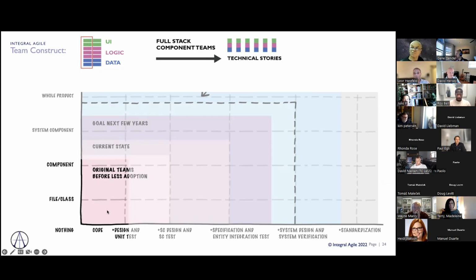So you'll notice that we've gone up and we've gone to the right a little bit, where there's some design that could be taking place if you are full stack. And this eliminates a lot of the concerns that we were talking about earlier.